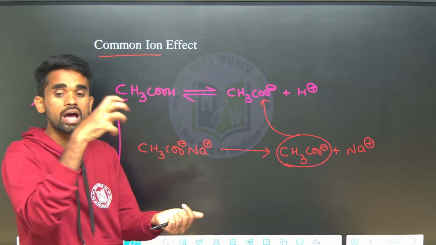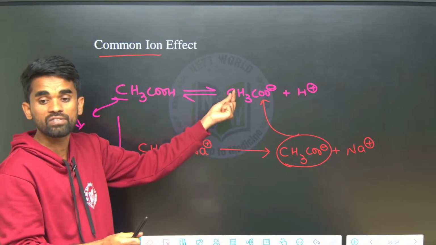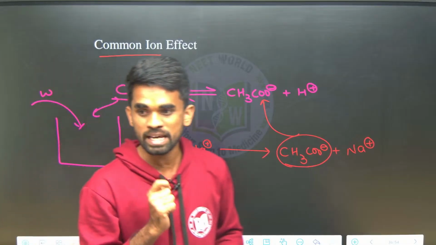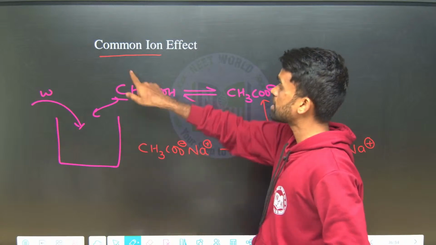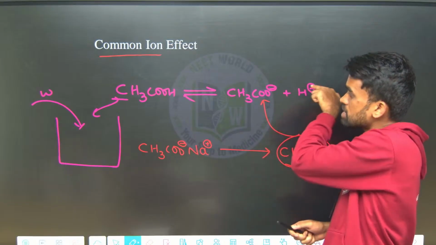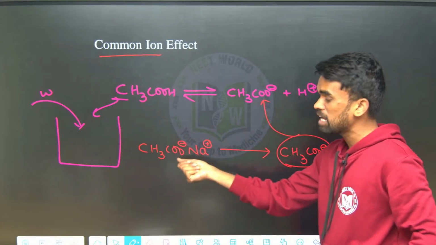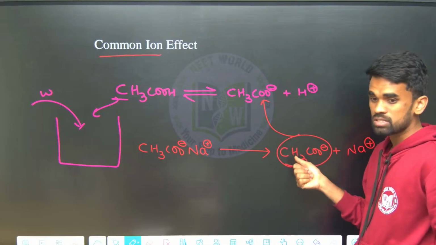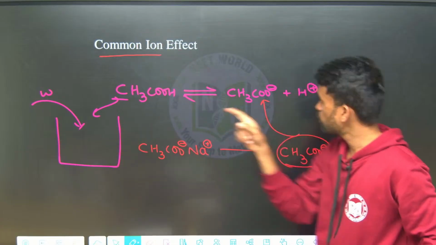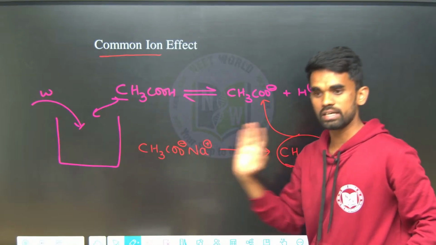So what happens? Whenever we add a strong electrolyte having a common ion with the weak electrolyte, the degree of dissociation of the weak electrolyte decreases. Why does it decrease? We have studied Le Chatelier's principle. It says that if the concentration of reactants is increased in an equilibrium reaction, equilibrium moves forward. If the concentration of product is increased, equilibrium moves backward. By adding the strong electrolyte, we are getting acetate ions. The concentration of acetate ion in the beaker is increased. Therefore, equilibrium moves backward, and the degree of dissociation of the weak electrolyte is decreased. Is that clear or not?